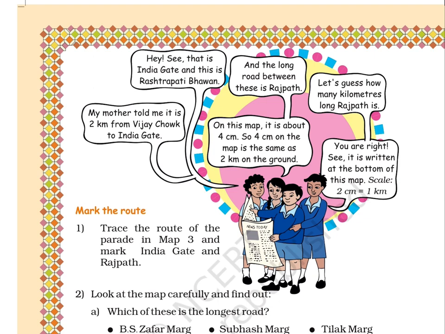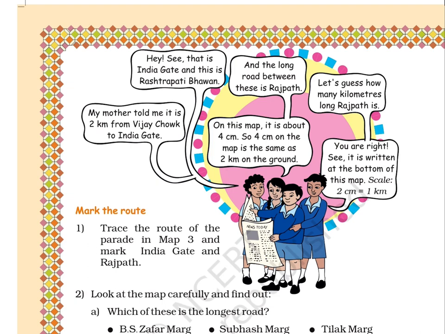The girl replies, "On this map it is about 4 centimeters. So 4 centimeters on the map is the same as 2 kilometers on the ground." The boy responds, "You are right. See, it is written at the bottom of this map. Scale. 2 centimeters is equal to 1 kilometer."